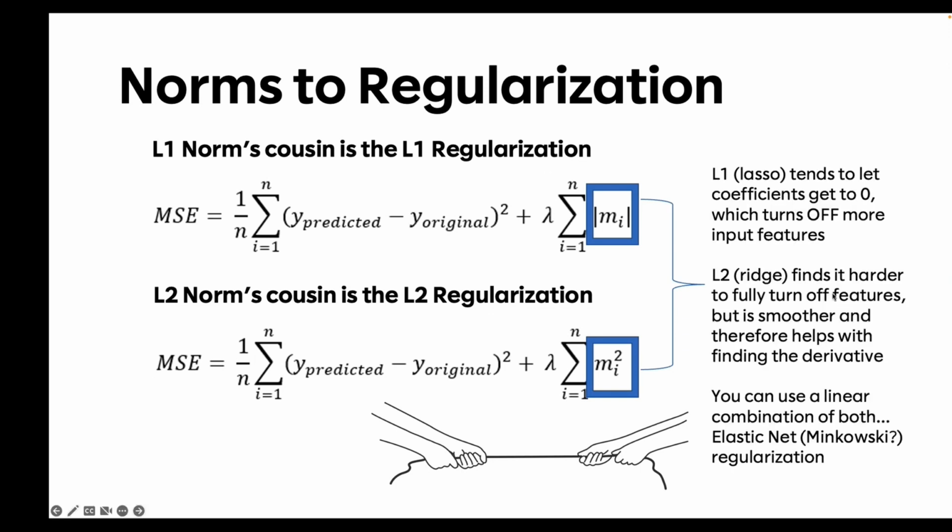Okay, so L1 is also known as lasso. You might hear that term. It's really nothing more than L1, and it tends to let your coefficients get to 0, right? So this one right here tends to let more and more coefficients get to 0. So you end up with a very sparse model with very few weights. L2 finds it hard to fully turn off the features, but it would have those things like we were talking about, like 0.01 or something like that. You'd have very close to 0 coefficients when necessary, but it doesn't necessarily get there.